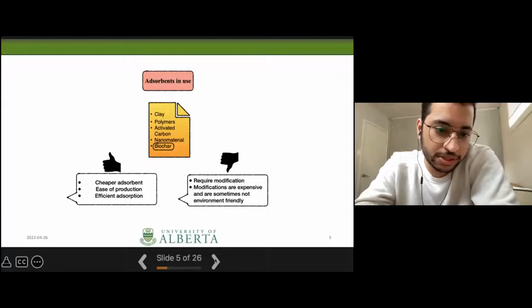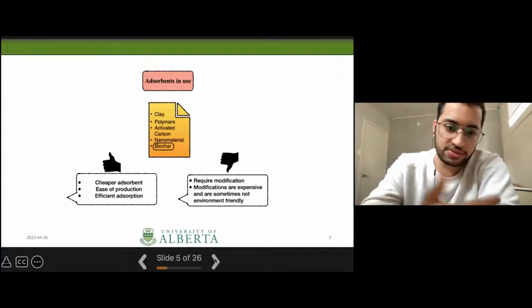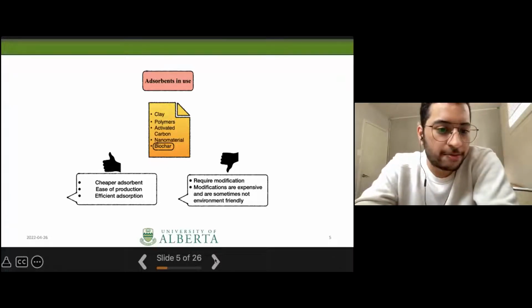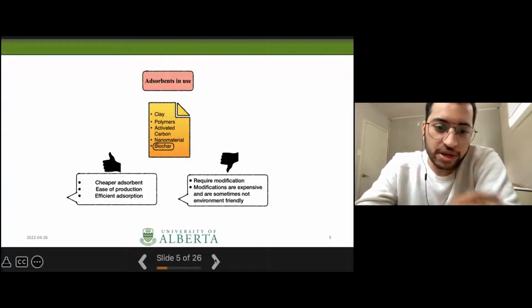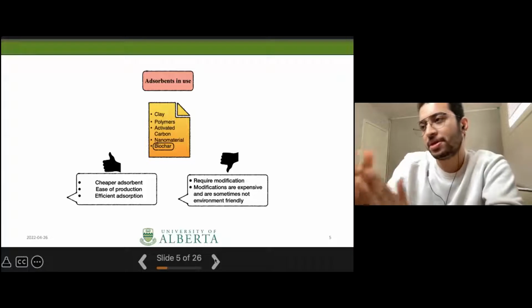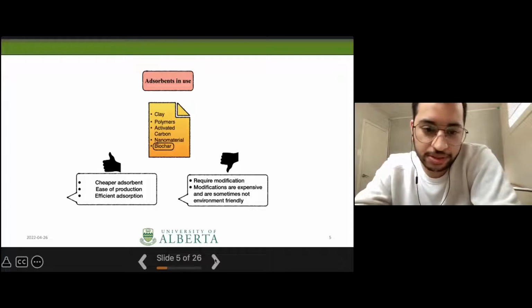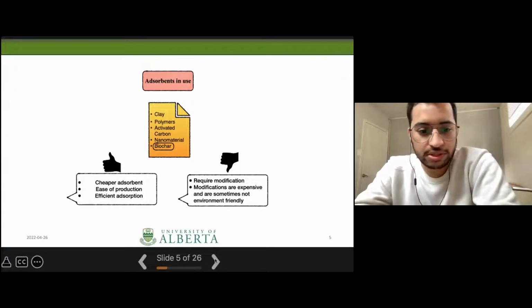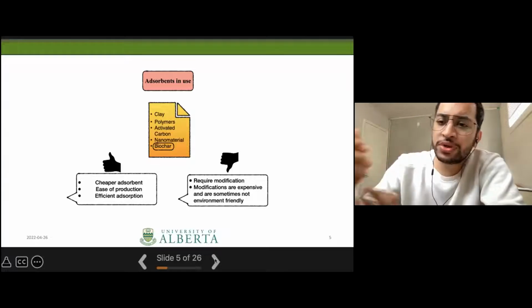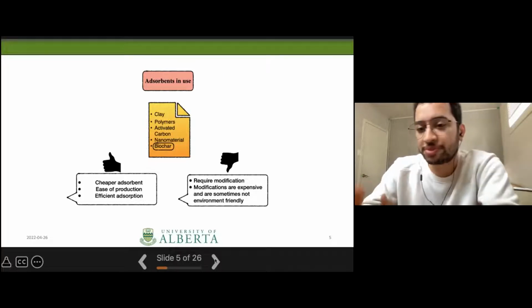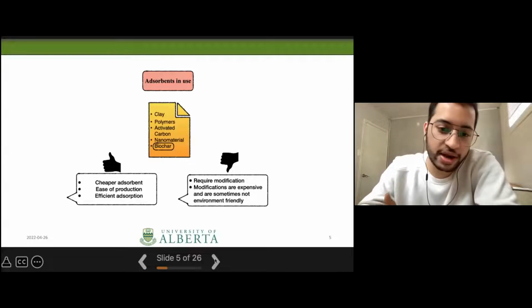There are certain advantages if we use biochar. First of all, it is a cheaper adsorbent because it's produced from waste materials or byproducts of certain materials. It is quite easy to produce, and its efficiency in removing pollutants has been proven over the last decades. But there are certain challenges associated with it also. To increase the adsorption capacity and removal efficiency, in the majority of cases, biochar needs to be modified, and sometimes this modification can be expensive and chemical intensive.